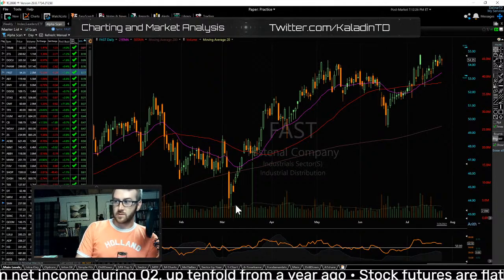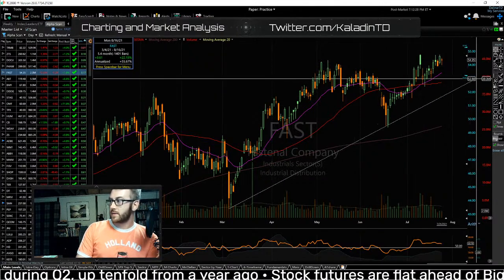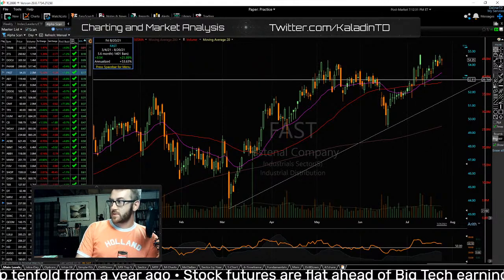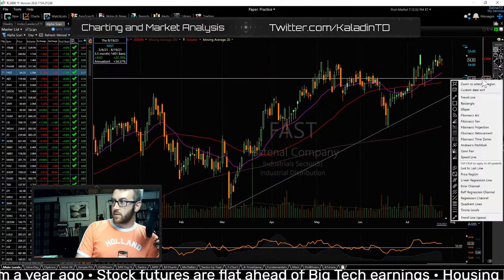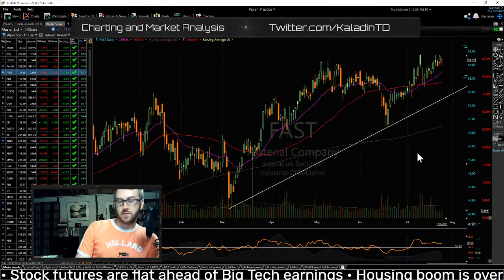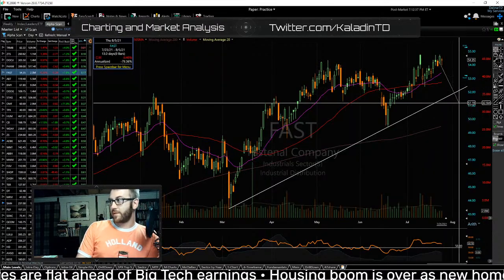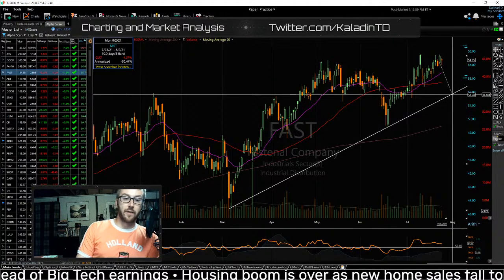But my favorite sorts of plays are something like, so we have this trend line here. This would be a key support area. One of my favorite setups is basically a move off of that.